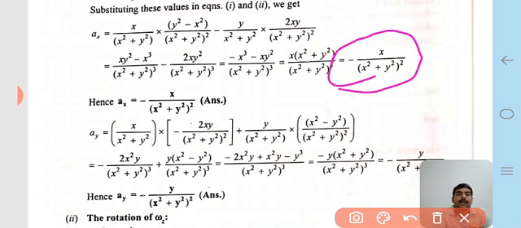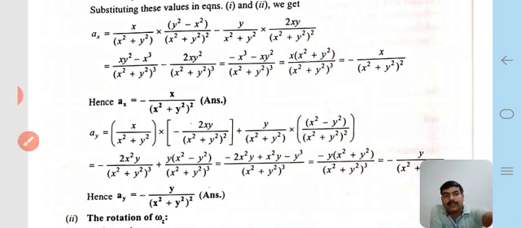Similarly, the acceleration along the y axis, ay, is equal to u del v upon del x plus v del v upon del y. Putting in all the values we calculated above, the velocity and acceleration components, we finally obtain the acceleration component ay equal to minus y upon (x square plus y square) whole square, which is the acceleration component along the y axis.